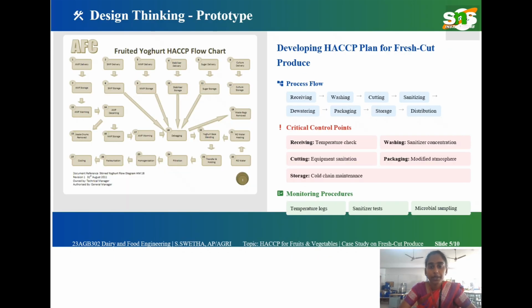So next one is prototype. Using this idea, we create a prototype for critical control points. For temperature check, we can implement a temperature monitor, and for cutting, we have to sanitize the cutting equipment very well, so it prevents foodborne illness. For storage, we can implement cold storage to increase the shelf life of fresh produce. Using sanitizer, we can do the washing, and in packaging, we can use modified atmosphere packaging as well. Monitoring procedures can be implemented through temperature logs, sanitary tests, and microbial testing.